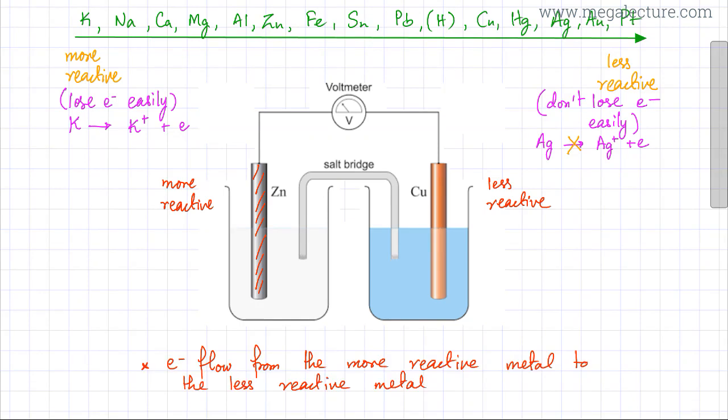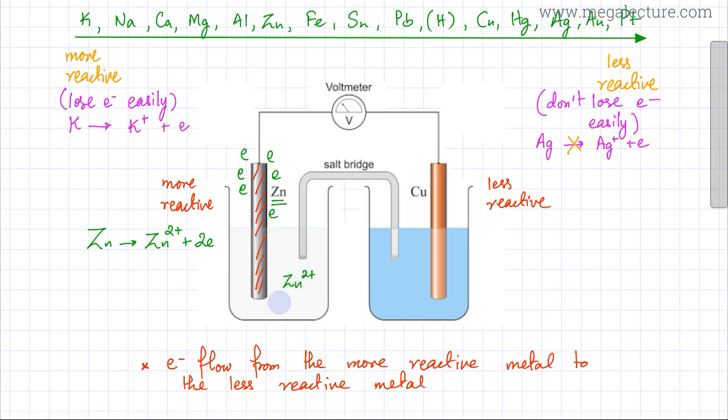Now the rule is, when you connect two metals together, electrons would tend to flow from the more reactive metal to the less reactive metal. The reason why electrons are going to flow from the more reactive metal to the less reactive metal is that, as we have discussed before, the more reactive metal would tend to lose electrons easily, which means that zinc over here is your more reactive metal. So zinc is going to have a very high tendency to lose electrons, and when it loses electrons, those electrons are going to accumulate on the electrode, and a lot of zinc ions would be produced in the solution.